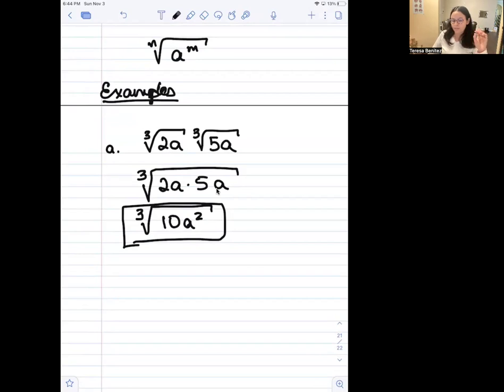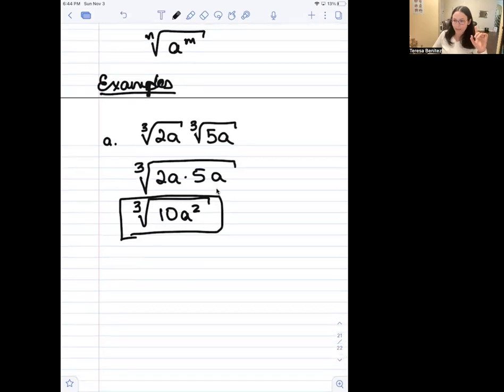And same with the variable here, okay? But this will not be the case for example B. That's why I was hesitating here. So here I have the 5th root of 4x divided by y.